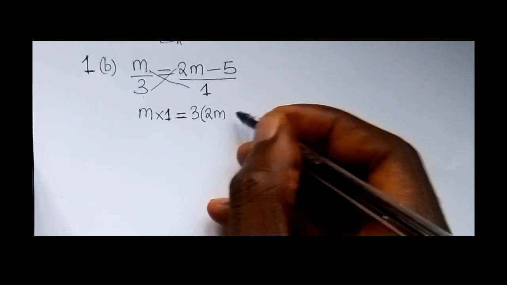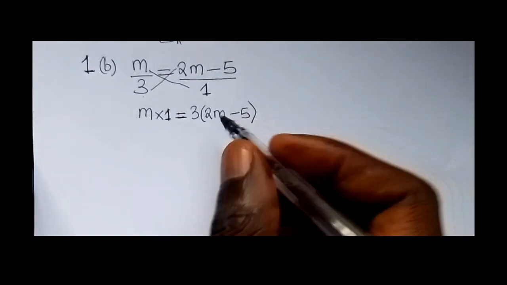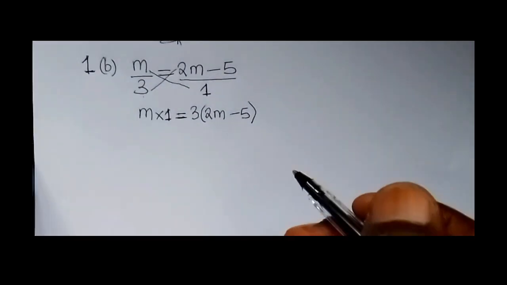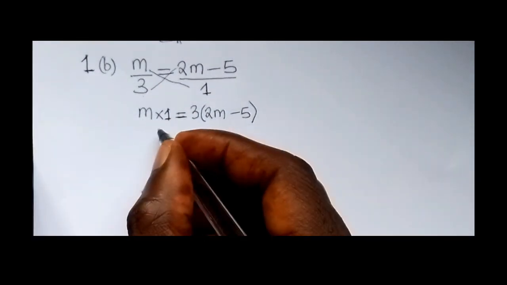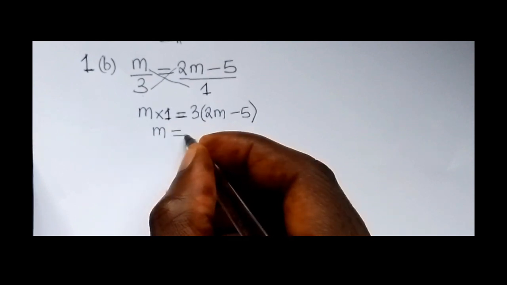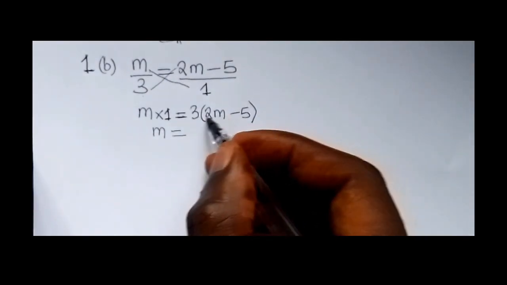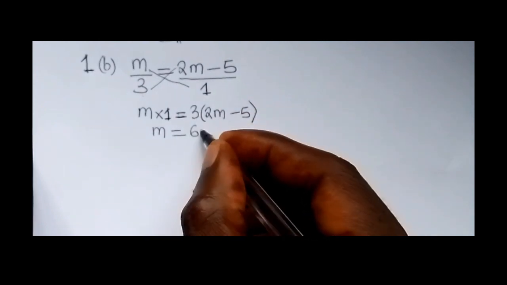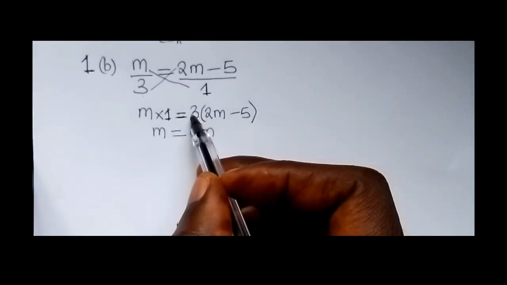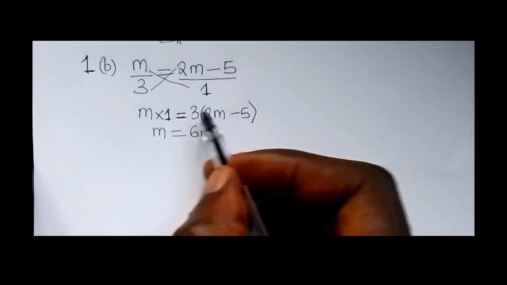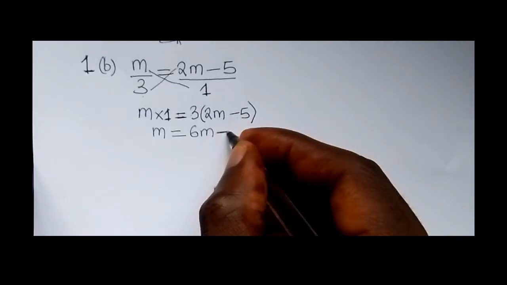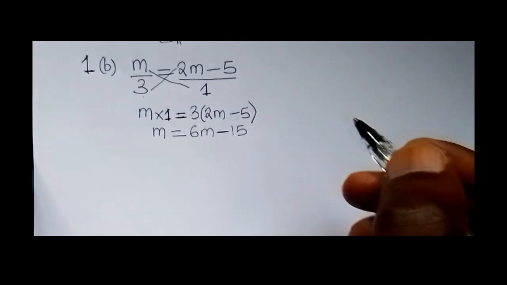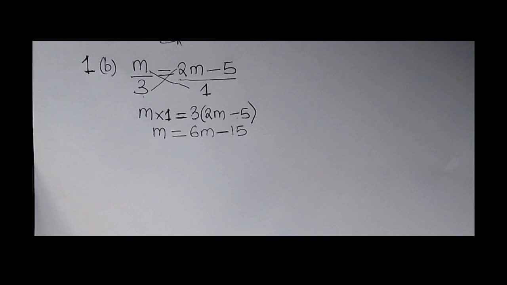And the reason is 3 is multiplying with 2m and negative 5, so this also means multiplication. So m times 1, that is just m, equals 3 times 2m. These are positives, so this will just give us a positive 6m. Then positive 3 times negative 5, positive times negative gives us a negative, and 3 times 5 gives us 15.